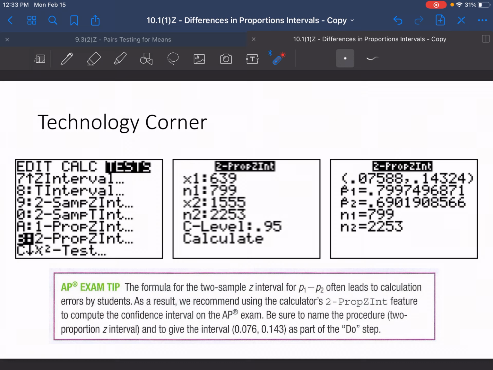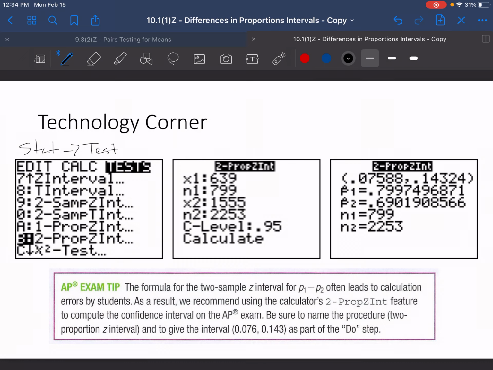Now, instead of doing all of that math, what we can do, when we looked at just one single sample proportion, or when we tried to find the confidence interval for one sample, what we need to do in this case is select 2 prop z-int instead of 1 prop z-int. So again, all you need to do is go to stat, arrow over to tests, and then arrow down or arrow up until you get to the bottom of the list, and you should see B is next to 2 prop z-int in this case.